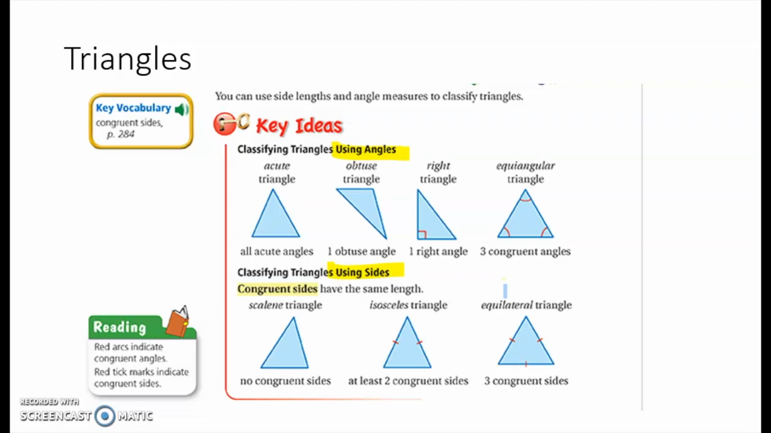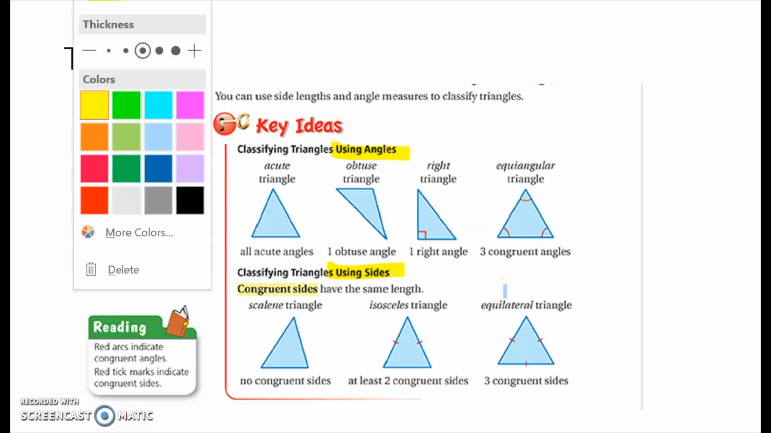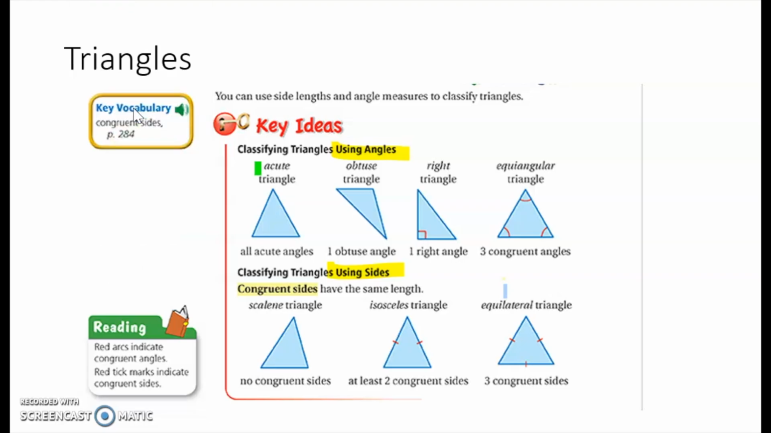When we're looking at the angles, we have a couple different things that could happen. We could have a triangle where all three angles are acute. We'll remember that the word acute means very small. If we're looking at all of these angles here, we can see that all three of them, this angle here, this angle here, this angle here, they all are small. They're all less than 90 degrees. So we would call that an acute triangle.